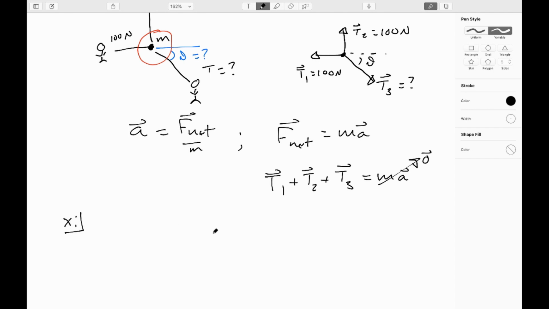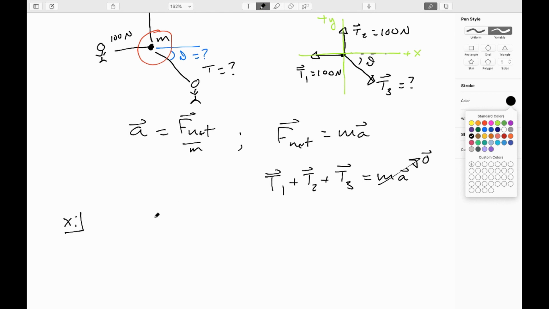All right, now that we've done that, let's break these up into components, going to the land of x and the land of y. Looking at my free body diagram, I can drop in a coordinate system to help me think about this. This would be my plus x direction. That'd be my plus y direction, unless specified otherwise, that's the default.